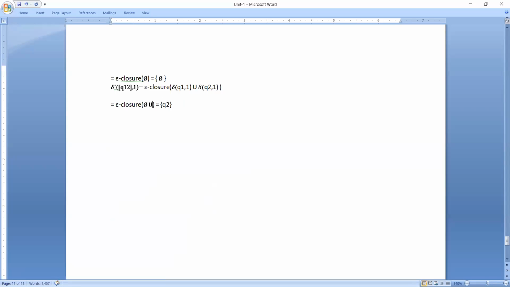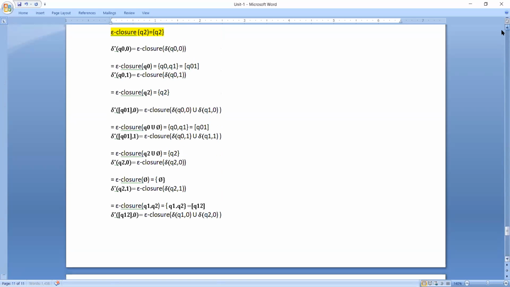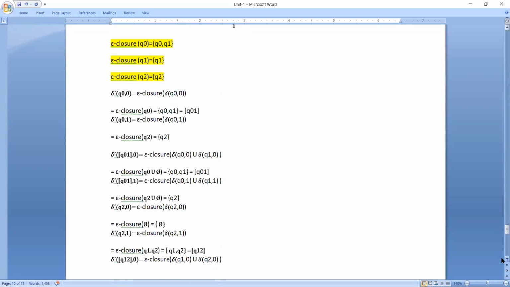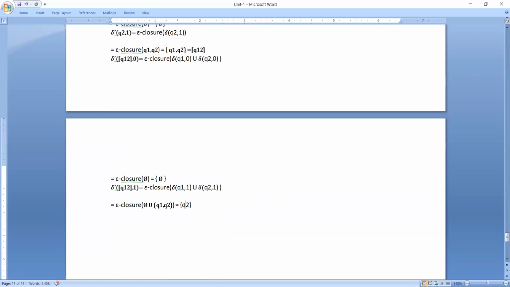Now Q2 on 1 will be Q1, comma, Q2. So finally, when we do the epsilon closure of Q1 Q2, what is the answer for this? The epsilon closure of Q1 Q2 will be the same state, which is nothing but Q1 Q2 itself. Now we call this Q12.